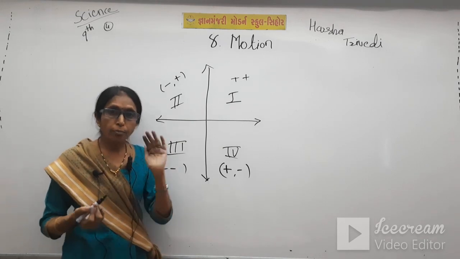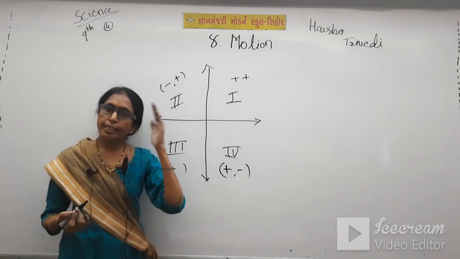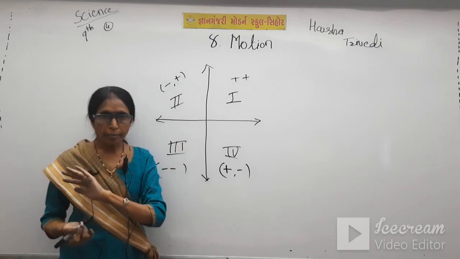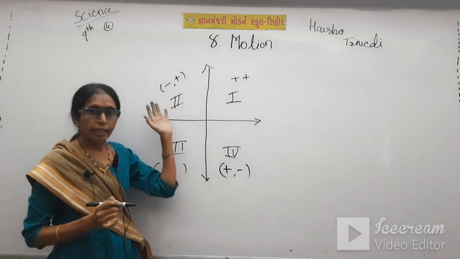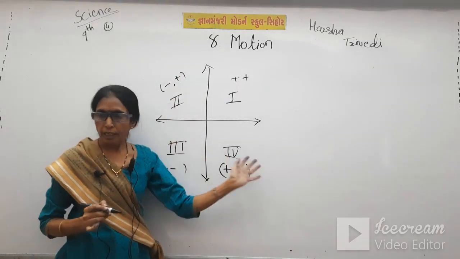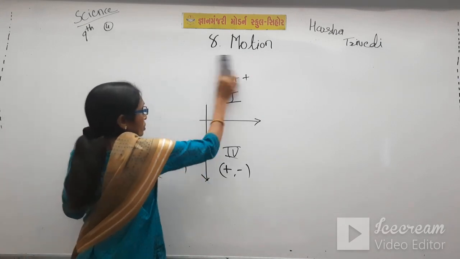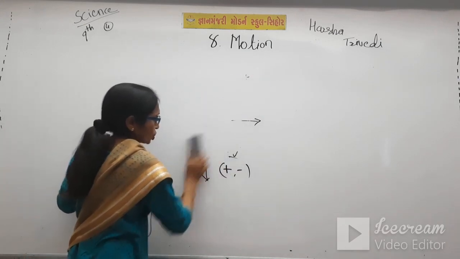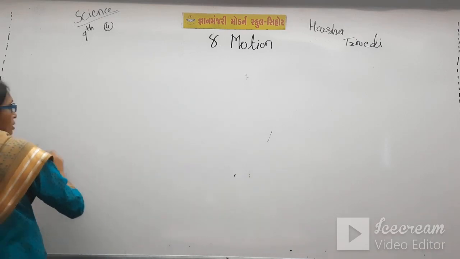But to show motion, meaning the velocity time graph or distance time graph, we will consider only the first quadrant. We have to forget about these 3 quadrants. So for the different situations, the graph will be like this.